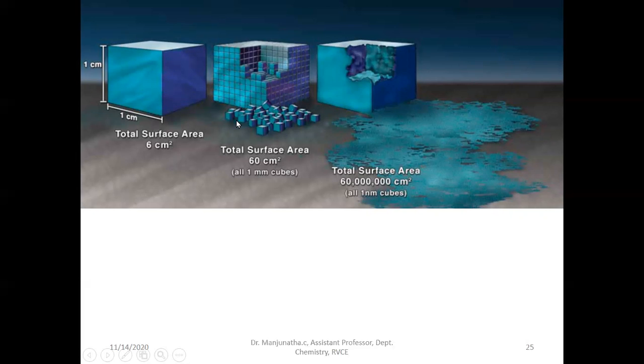If you make all of them as nanometer cubes, you can see the increase in the surface area. All of them are exposed. All the material particles are exposed. So therefore, its property is completely changed.